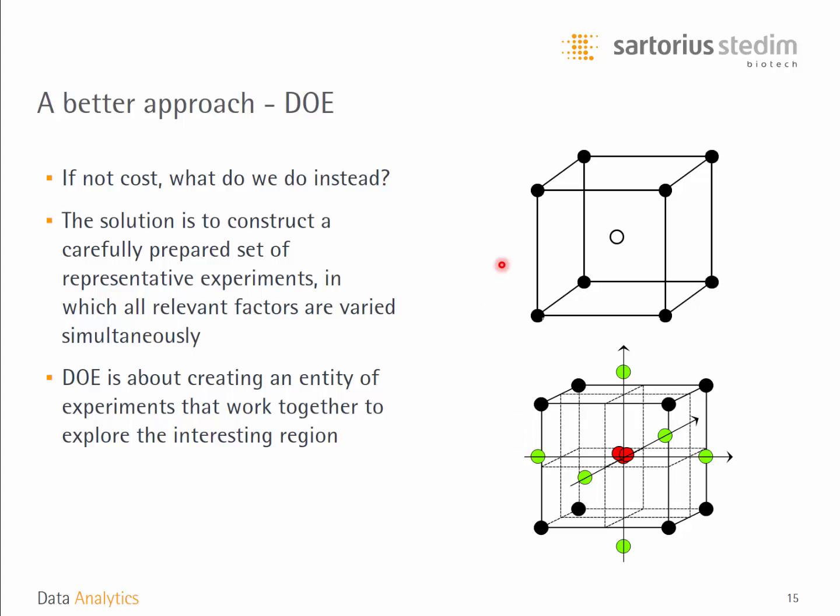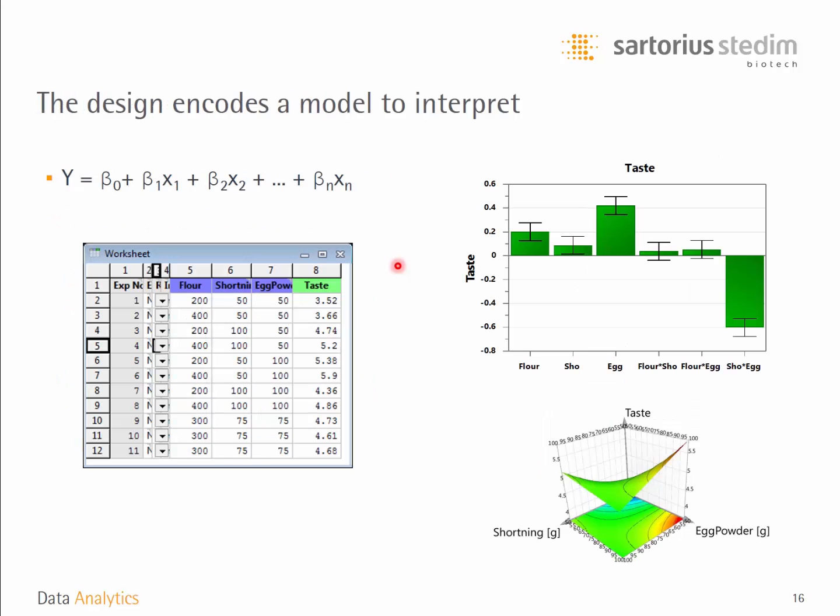The important point is that regardless of whether we want a superficial investigation with this upper design or a more detailed investigation with this lower design, DOE is about creating an entity of experiments that work together in a very good way to map the interesting region. So with DOE, we will prepare a set of experiments that are optimally placed in order to bring back as much information as possible about how the factors are influencing the responses.